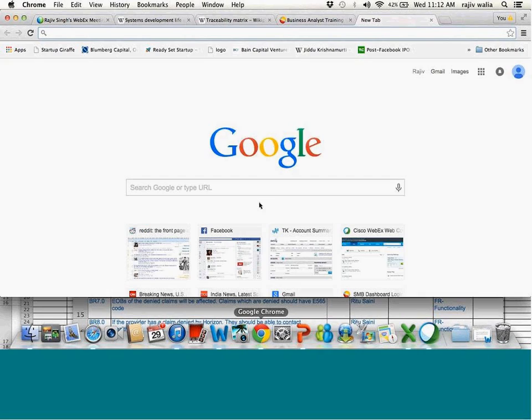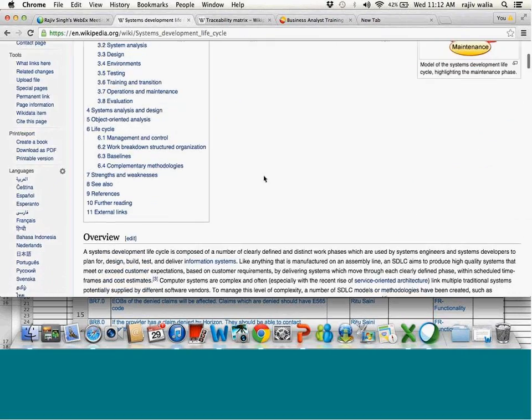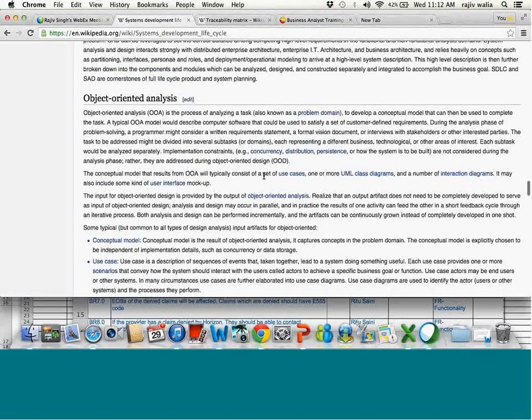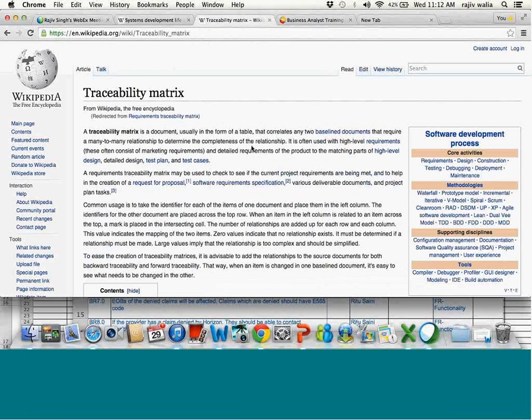So let's pick up what's there online. You'll see what is an SDLC. Okay, this is the definition of SDLC. I mean, you know half of the things here because it's all theory. Traceability matrix. What is a traceability matrix? Okay, it correlates to baseline documents. I'm not going to ask you this in the interview.